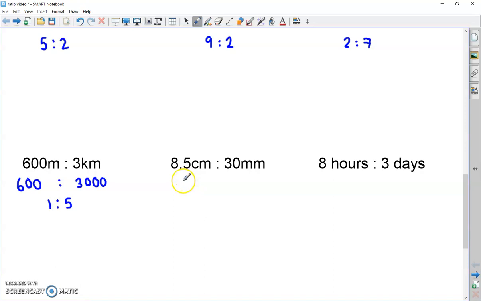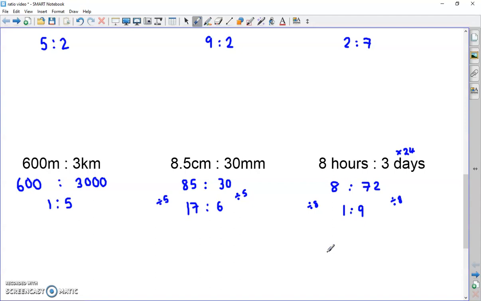Changing centimeters into millimeters, we get 85. The only thing they divide by is 5. Okay, you should get 17 and 6. So I've divided by 5 there, not a lot of option, I'm afraid. And then our last one over here, 8 hours is fine. 24 hours in a day, 3 24s are 72. They're both in the 8 times table. If you want to do it quickly, 1 to 9. So that's simplifying a ratio.